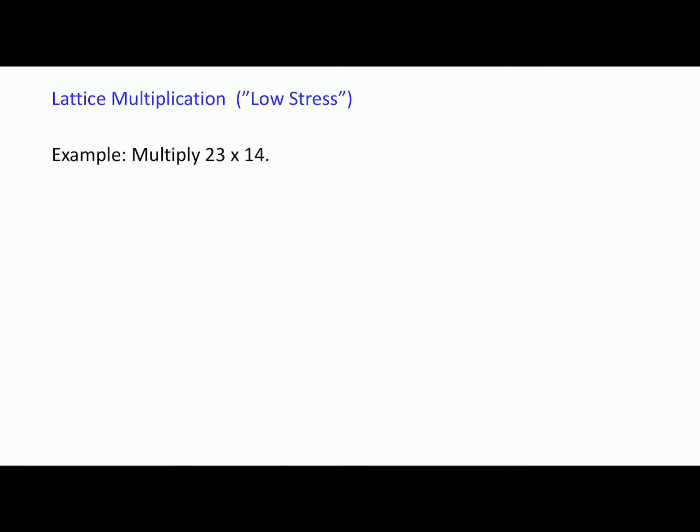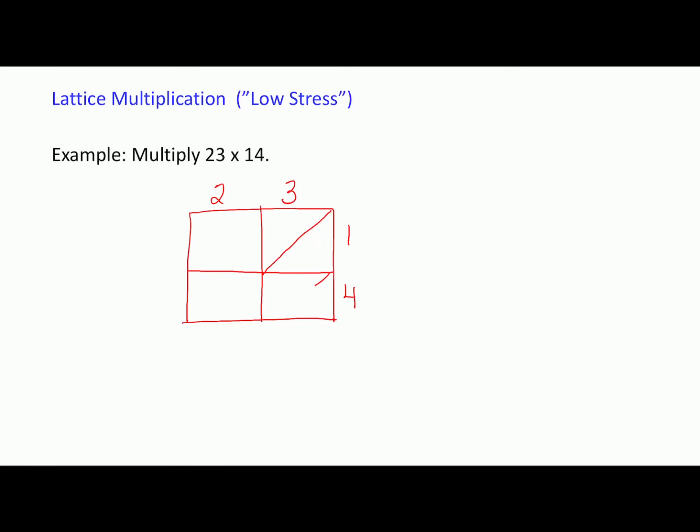Lattice multiplication. We call this the low stress method. So I want to multiply 23 times 14. So for the lattice multiplication, I'm going to sketch a lattice. I'm going to put 23 across the top, so 2, 3, and then 14 on the right. And I'm going to draw diagonals in each of the boxes from the upper right to the bottom left.